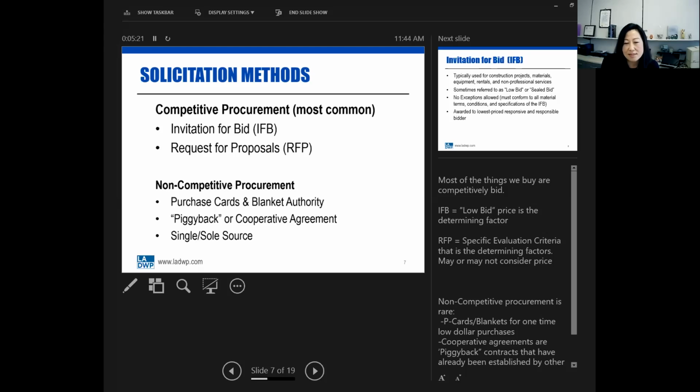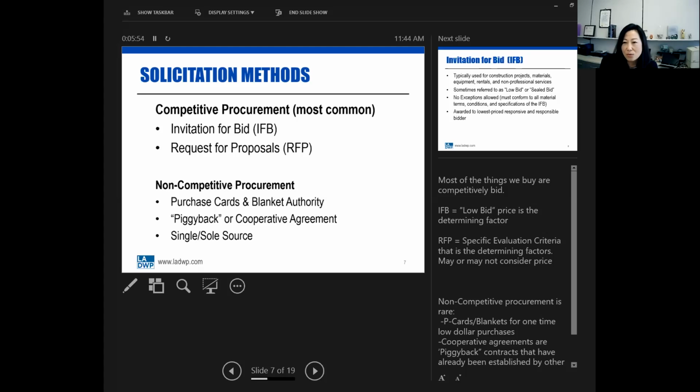Blanket authorities are kind of the same thing. Some people have blanket authorities where they can buy small things with sort of pre-set up, but it's very small dollar amounts. Piggybacks or cooperative agreements are when another agency has already bid something out and already has a contract in place. Since they've already gone through the competitive procurement process, we can actually jump on their contract and piggyback on that with the same terms and conditions. And the last one is a single sole source.